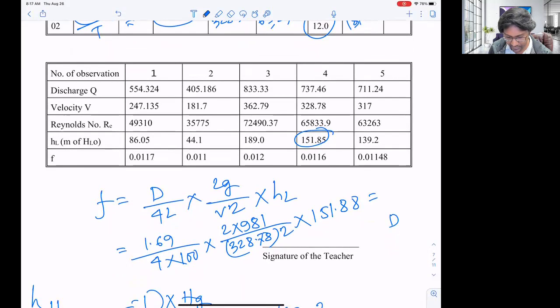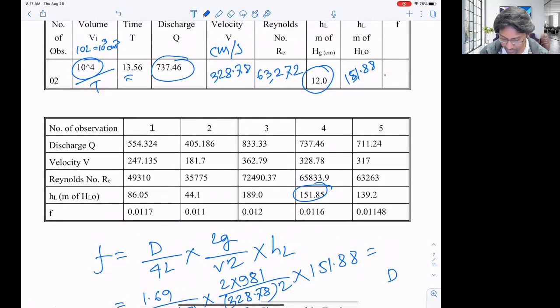Okay, so what we are getting here is 0.01164. So that is the value of the F.